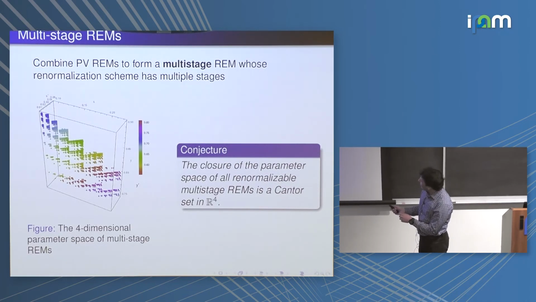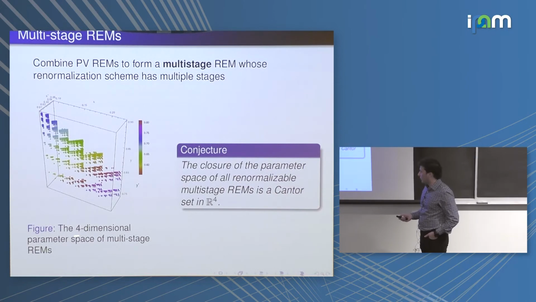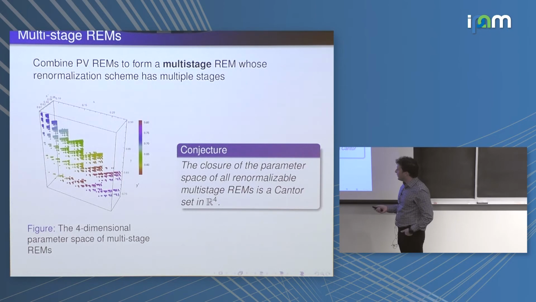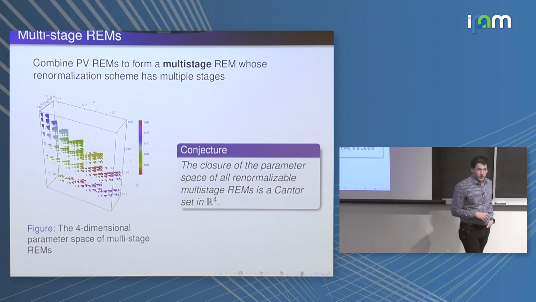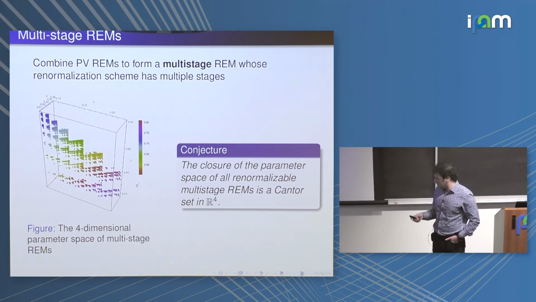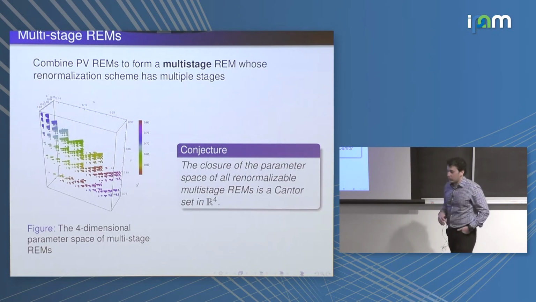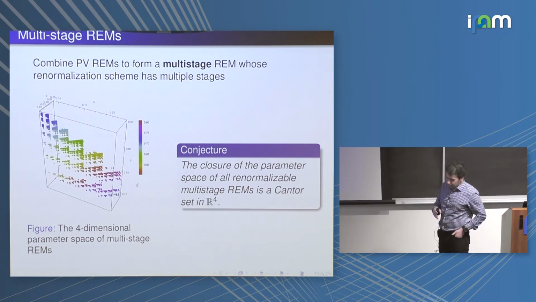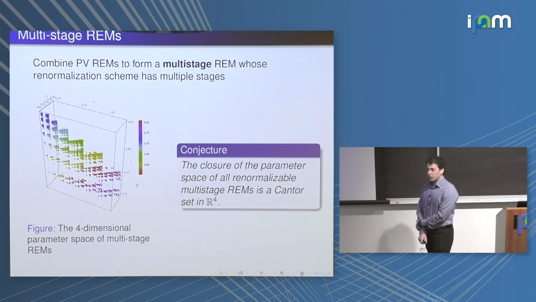And we're able to combine these. I'll get to that in a little bit. But we're able to combine them to form a four-dimensional parameter space of multistage REMs. So here I've drawn the four-dimensional parameter space of these rectangle exchange maps. And every point in here is associated to a rectangle exchange map which is renormalizable. There might be a sequence of renormalization schemes, but eventually it will be renormalizable.